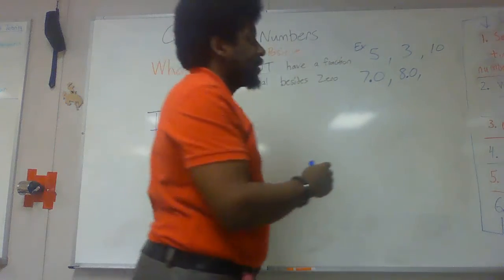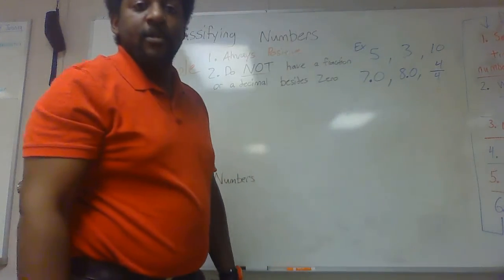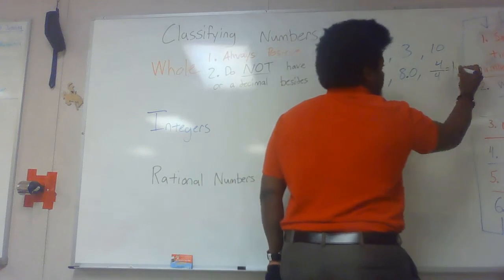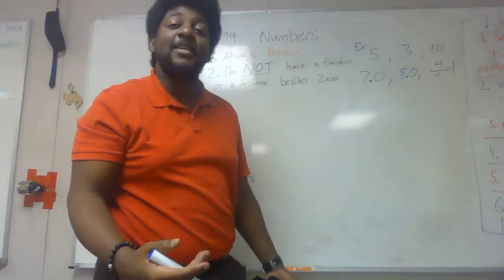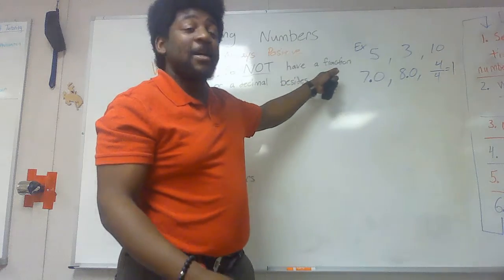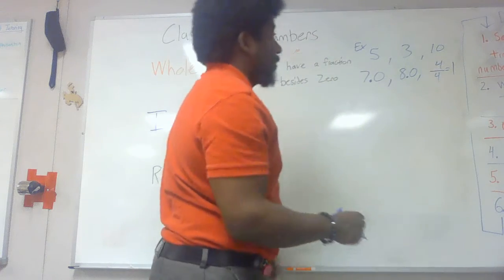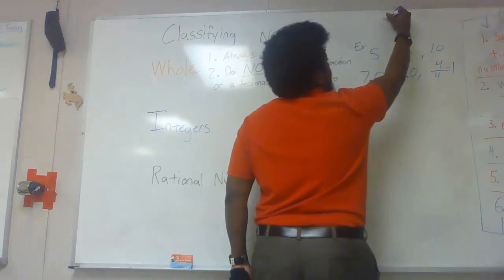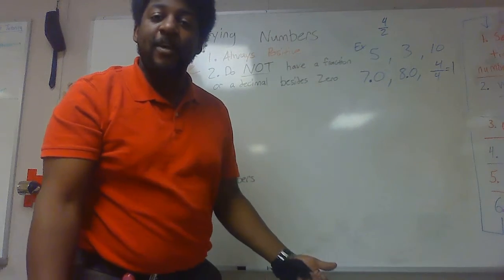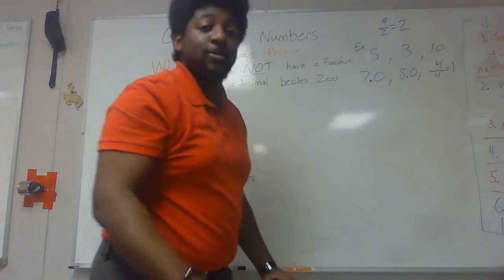Here's a kind of tricky one. 4/4. 4/4 is 4 divided by 4, which we know equals 1. So 4/4 actually is a whole number. That's kind of tricky, I know, because it's technically a fraction, but 4/4 is one whole. One last example, another kind of tricky one would be 4/2. 4/2 is 4 divided by 2, and 4 divided by 2 equals 2, which is also a whole number.